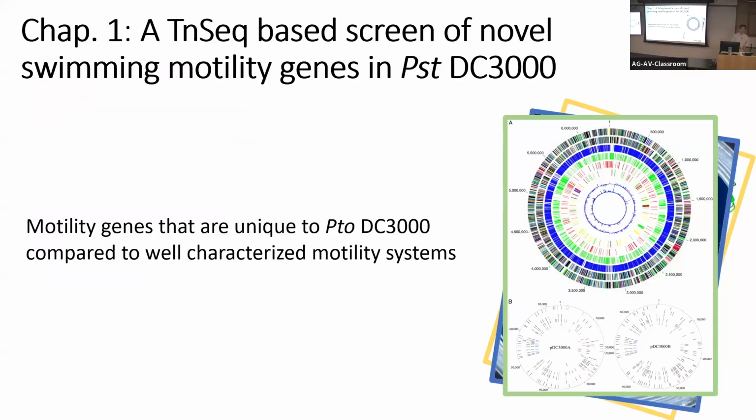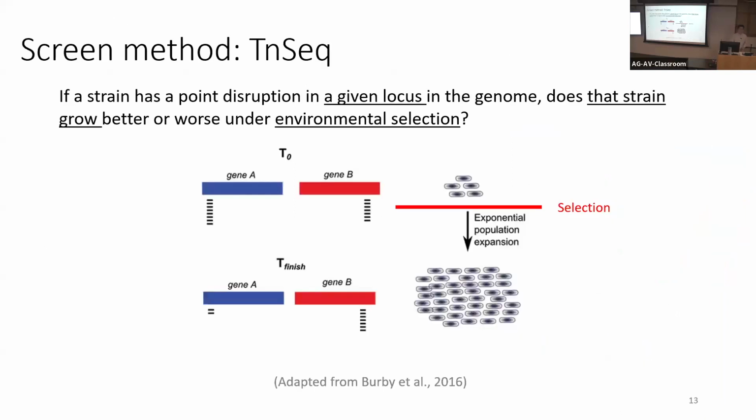The first project I want to get into is a Tn-seq-based screen of novel swimming motility genes in DC3000. This is a collaborative project between our lab and the Pathology lab, mainly with Dr. Tyler Helmann, who joined us a couple of years back as a postdoc. At the time, we already knew that we wanted to find novel motility regulators in DC3000, because with the LGU project we had done a couple of screenings with various success. And Tyler joined us with a very powerful tool, that is Tn-seq. So what exactly is Tn-seq?